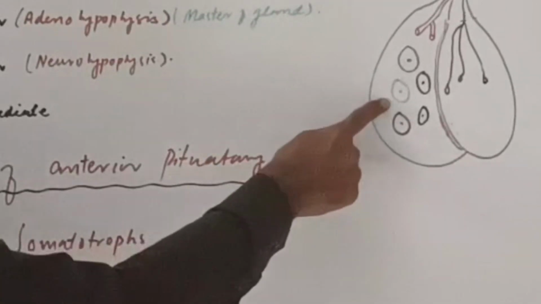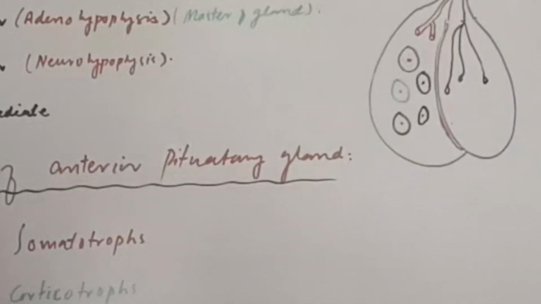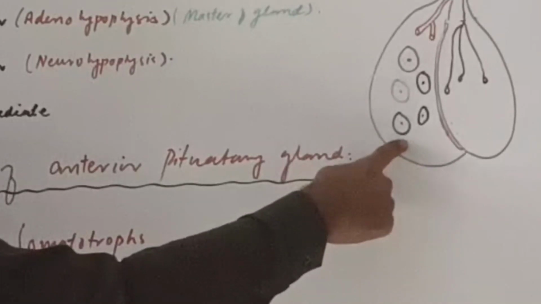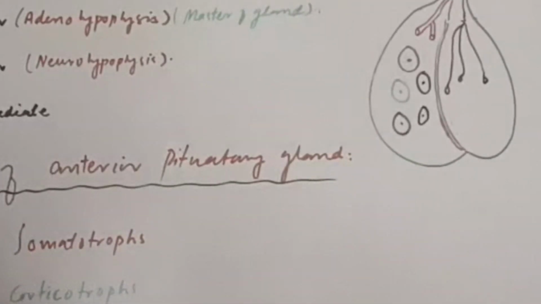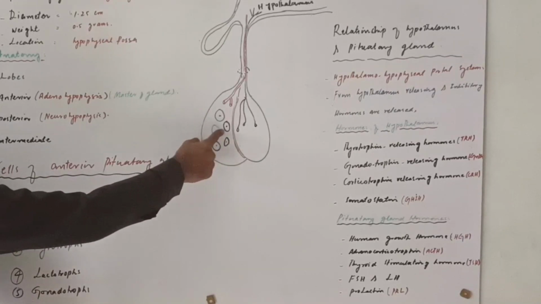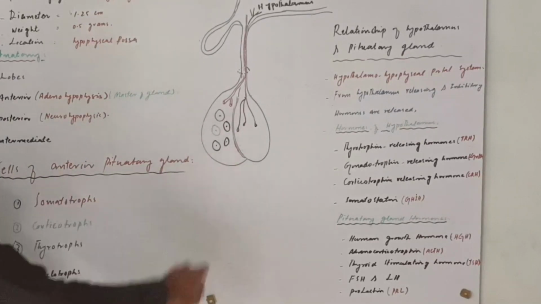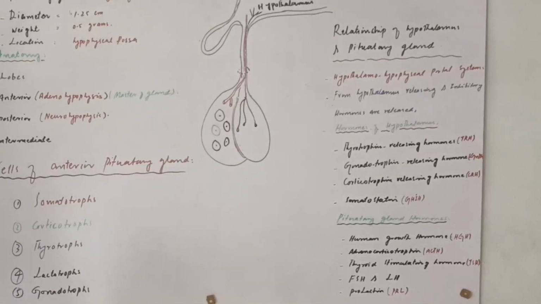The second cell, here you can see, is called a corticotrope. It secretes the adrenocorticotropic hormone, ACTH. The third cell in the anterior pituitary is the thyrotrope, which secretes thyroid stimulating hormone. The fourth cell in the pituitary gland, here you can see, is the lactotrope, which secretes prolactin. The fifth cell in the anterior pituitary gland is the gonadotrope, which secretes FSH and LH. So these were the cells of the anterior pituitary gland.